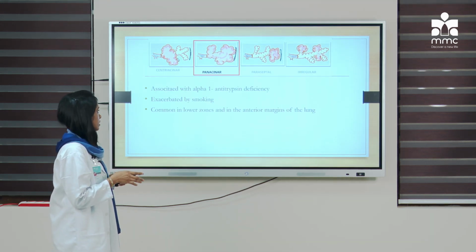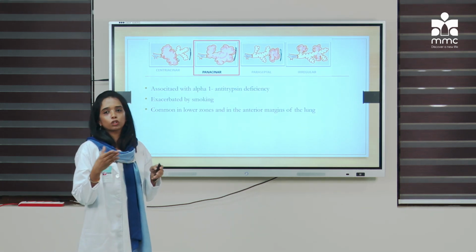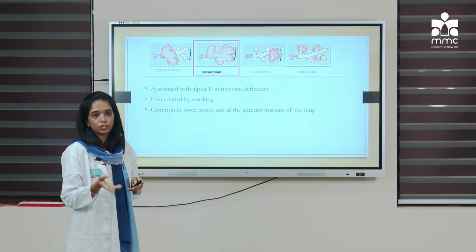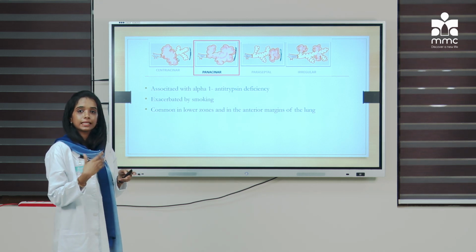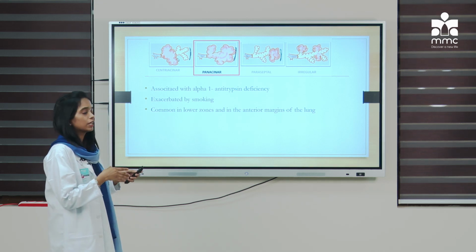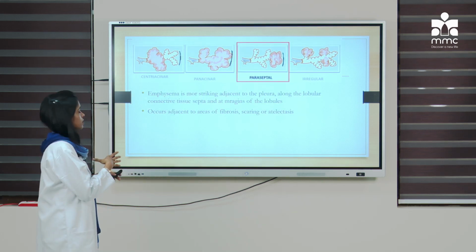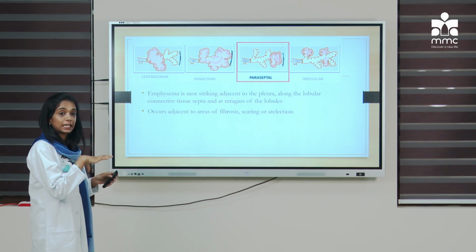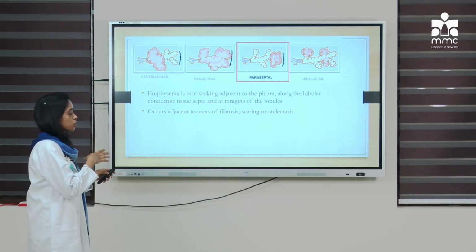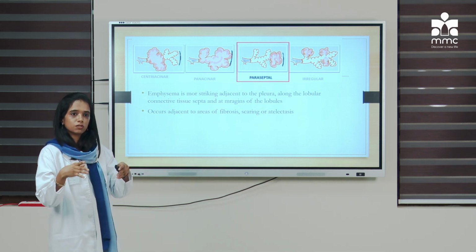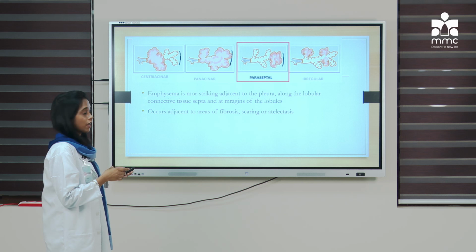Next we have the panacinar type, which is associated with alpha-1 antitrypsin deficiency. When we go to the pathogenesis, we will understand what alpha-1 antitrypsin deficiency is and what it does to the lung. Panacinar emphysema can be exacerbated by smoking, and predominantly involves the lower zones of the lung. Now the paraseptal emphysema is more striking near the pleura as well as at the margins of the lobule. It occurs predominantly adjacent to areas of fibrosis, scarring or atelectasis.